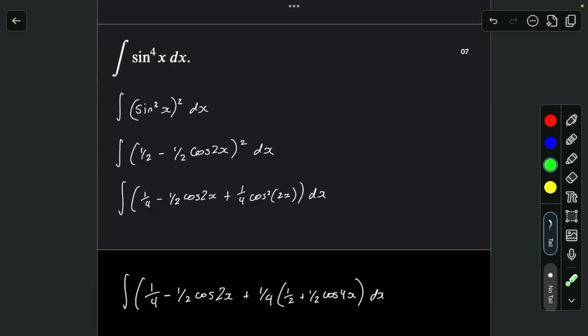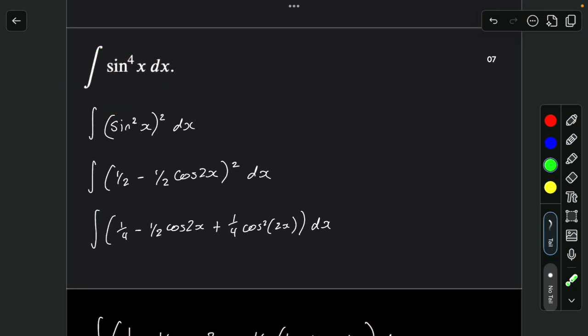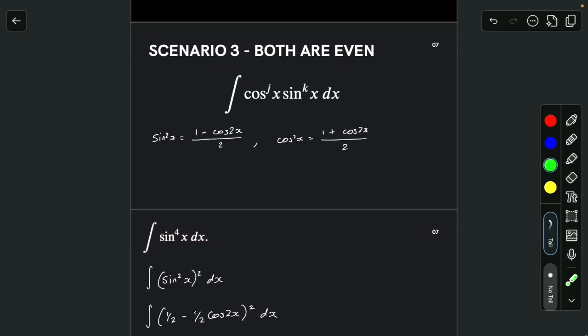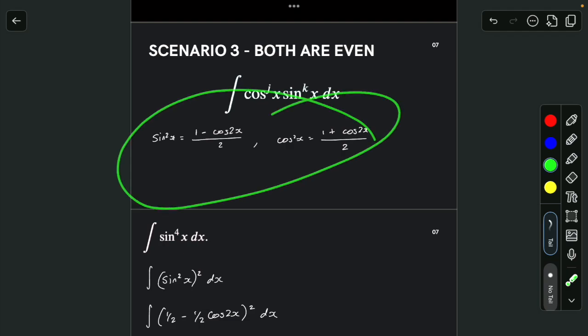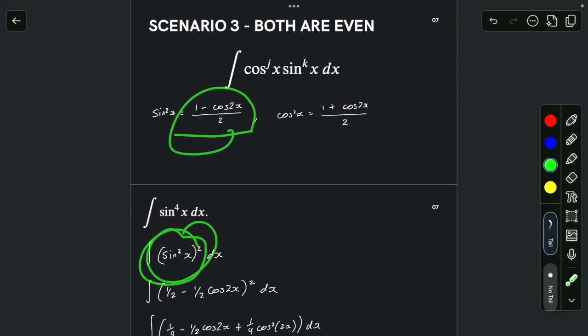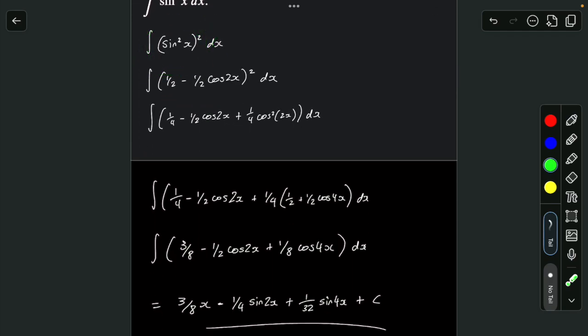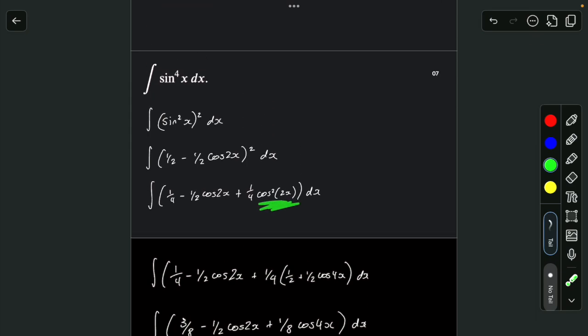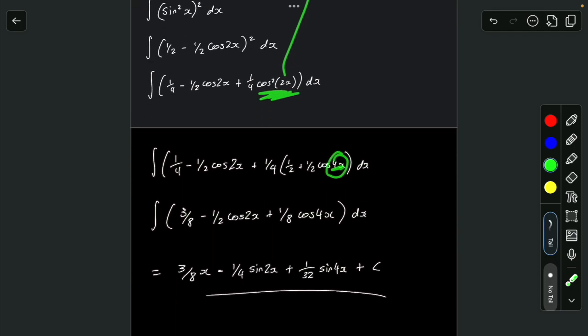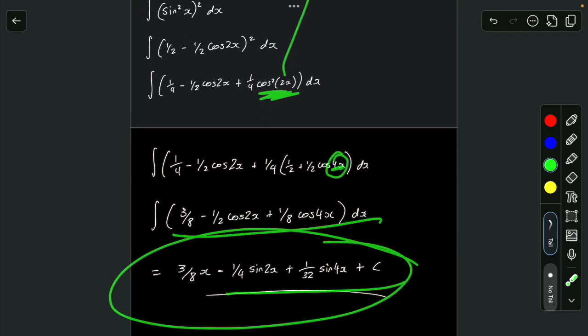So again, over here, this is the same as saying sine to the power 4x times cos to the power 0x, and we just follow the steps from before. So remember, we can put this in as this. We expand, and then we recognize that this here is the equivalent here. We have to times by 2 to get 4x. And finally we integrate to get this answer.